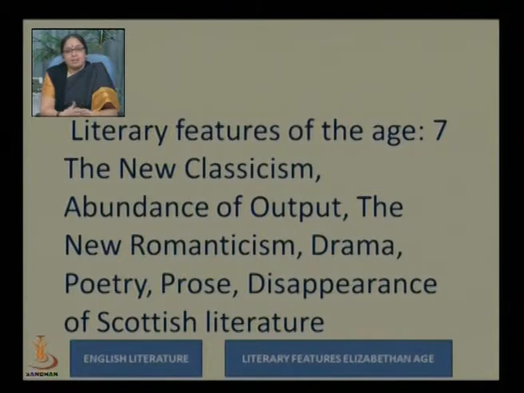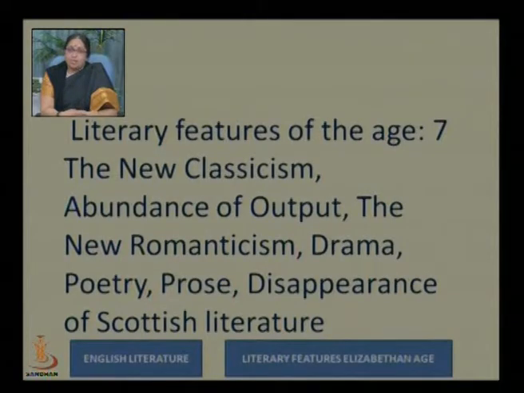Poetry is another genre which got equal importance during this phase. This period is also known as a nest of singing birds, because a lot of good poets with lyrical quality in the poetry wrote during this period. It's not only drama or poetry that got importance or significance during this period. You will find a lot of prose was written during this period.